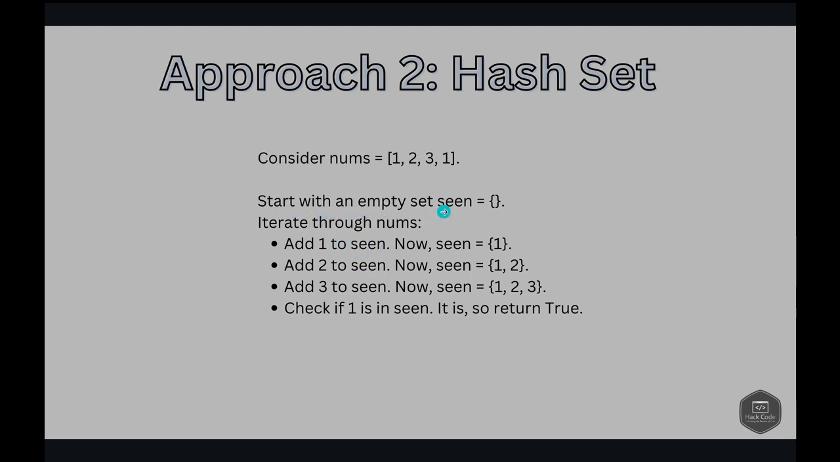Start with an empty set called seen. A set basically contains elements, whatever we iterate, we just add into it. First we add 1 to the seen set, so seen is 1. The second element is 2, so now seen is 1, 2. Then we add 3 to the set, so 1, 2, 3. Before adding the next element to the set, we check if it's already there. If it is there, we return true. That's how this approach works.